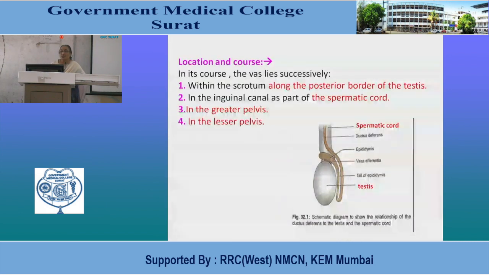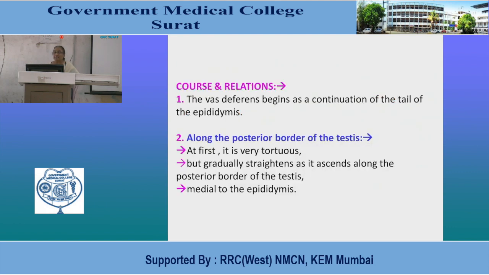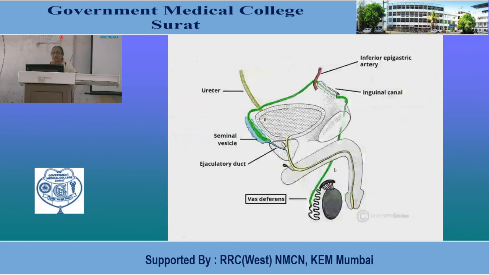Location and course: the vas lies successively, number 1, in the scrotum, along the posterior border of the testes, number 2, in the inguinal canal as part of the spermatic cord, number 3, in the greater pelvis, number 4, in the lesser pelvis. So the vas deferens is located in these four zones. In the given diagram, number 1, you can see the vas deferens in the scrotum, along the posterior border.